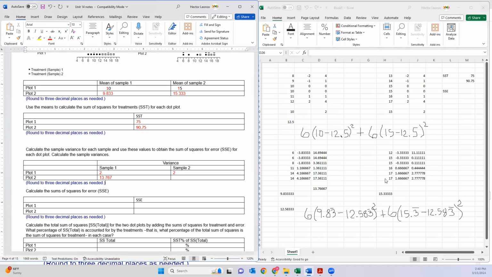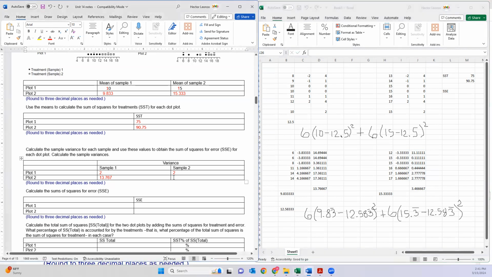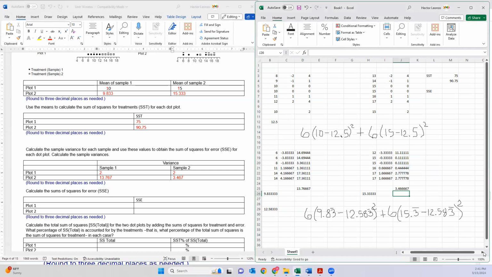Now for variance plot 2, sample 2, I'm going to do equals sum, open parentheses. I add all of these numbers and then divide it by 5. And then my variance in this case is going to be 3.467. You guys see that?